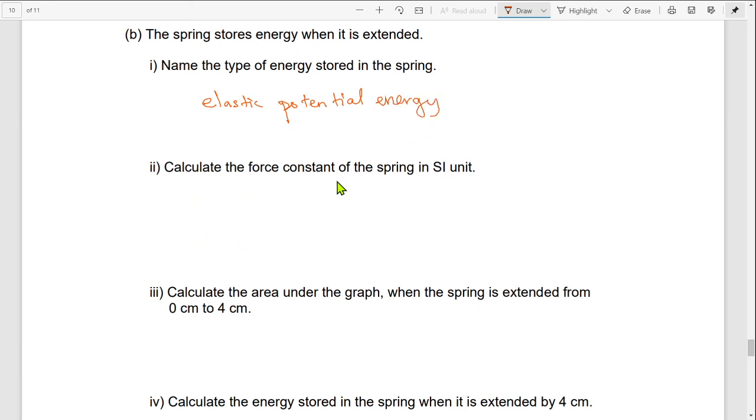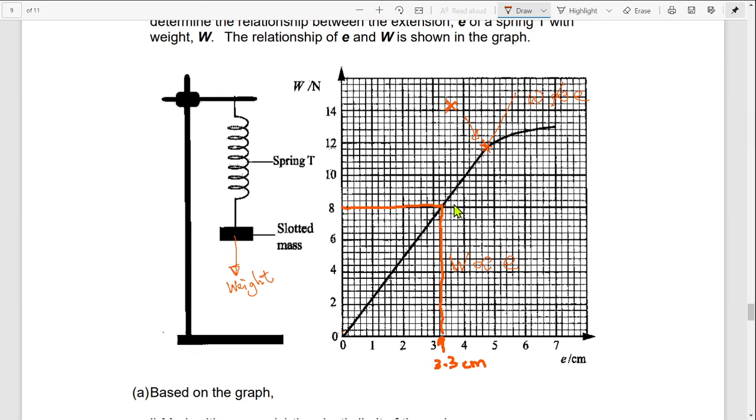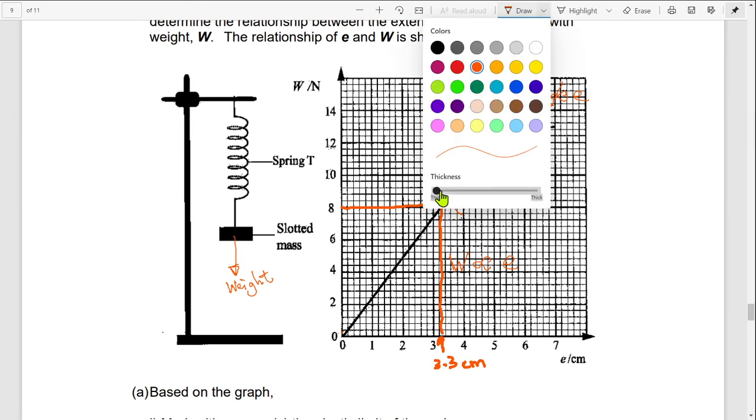Calculate the force constant of the spring in SI unit. So remember what our force constant is equal to? Force constant, that is our k, the small k, equal to the gradient of the graph. So just plug in the value. Just now we have found the coordinate here. Hold on, I make my line thicker.